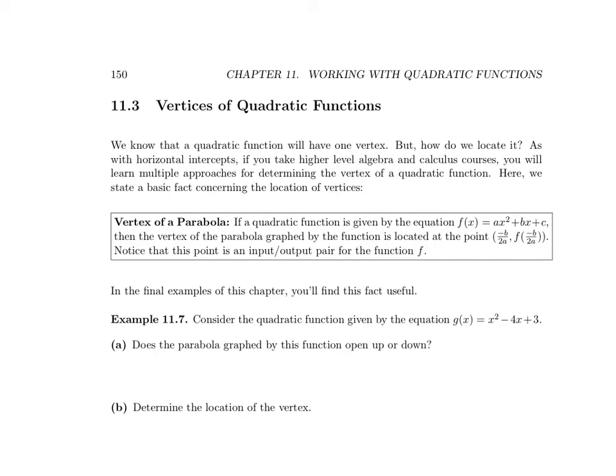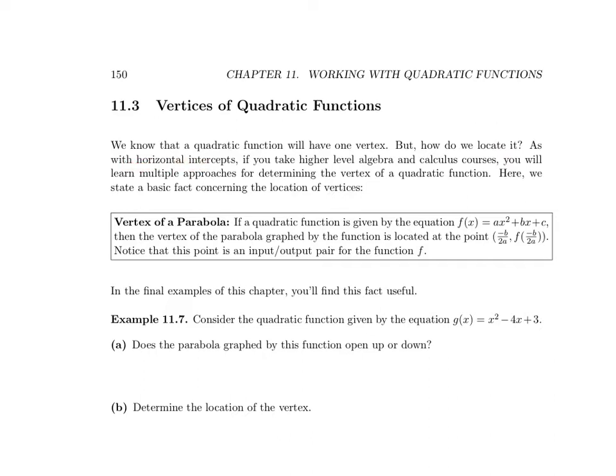In this final screencast for Chapter 11, we discuss vertices of quadratic functions, and we pull together all of the graphical information we've discussed from the previous screencasts. We know that a quadratic function will have exactly one vertex, one turning point, but how do we locate it without looking at a graph?